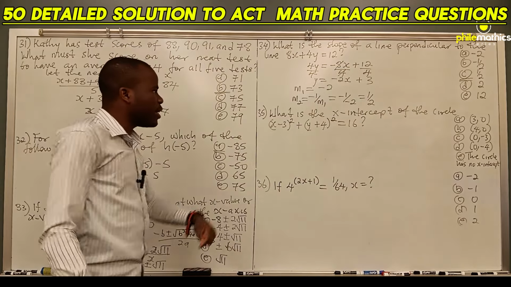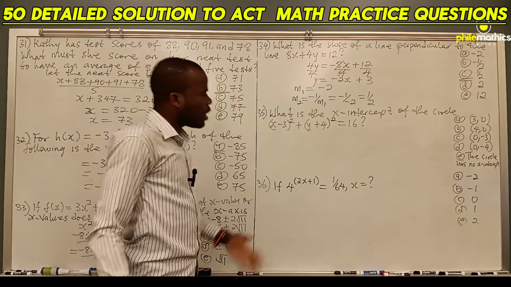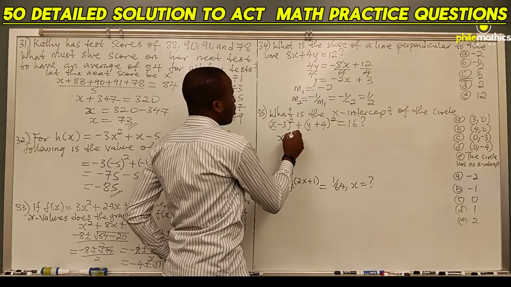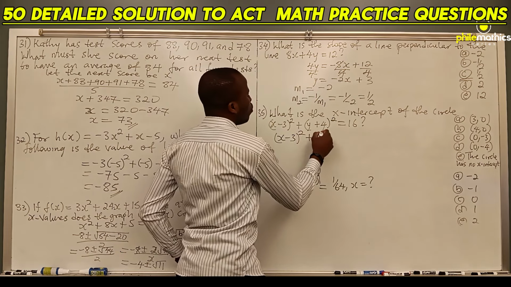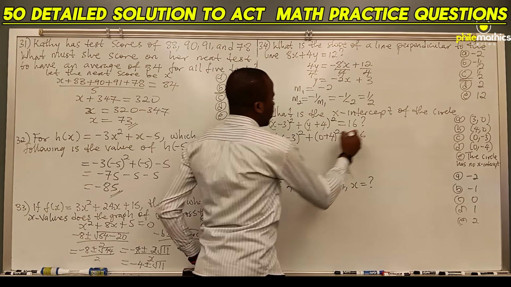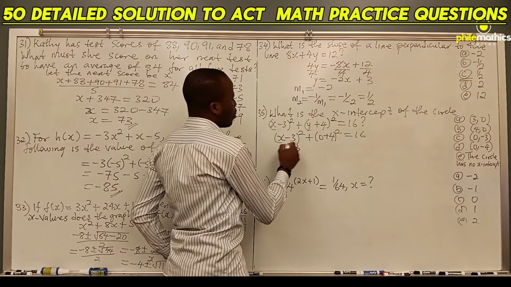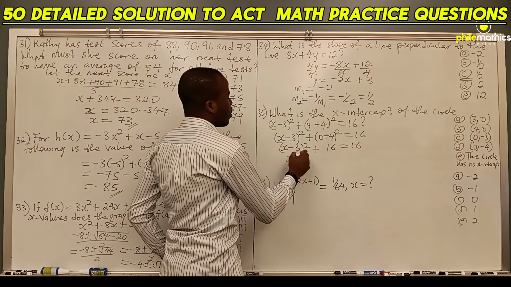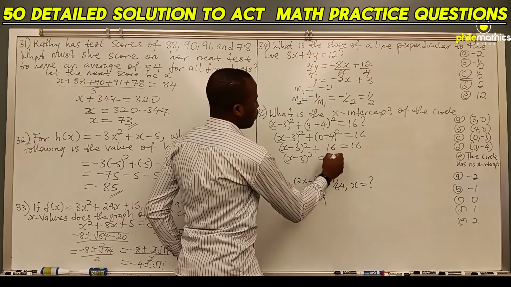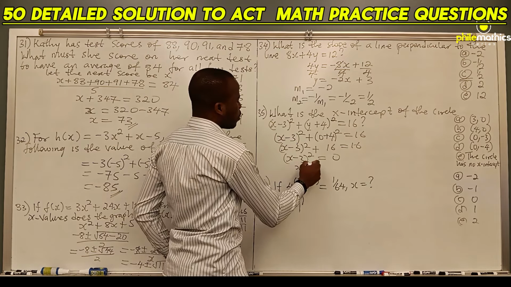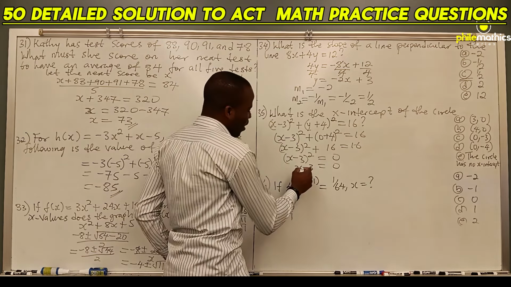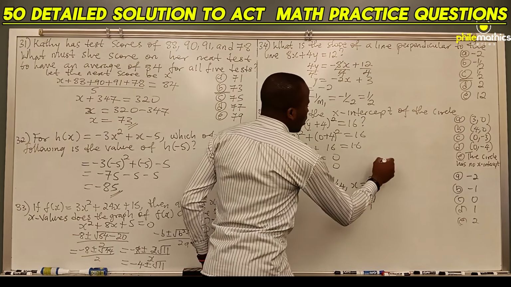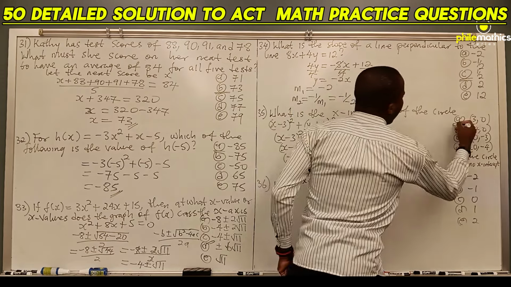What is the x-intercept of the circle? The x-intercept is simply the point where y is 0. So if you put y to be 0, you have x minus 3 squared plus 0 plus 4 squared equals 16. So x minus 3 squared, 4 squared is 16, equals 16. Subtract 16 from both sides, you have 0. Take square root of both sides, you have x minus 3 equals 0. Add 3 to both sides, you have x equals 3. So the x-intercept will be 3, 0, which is A.